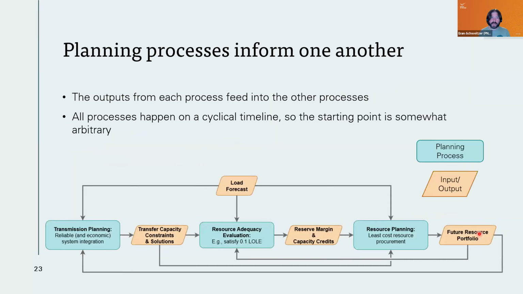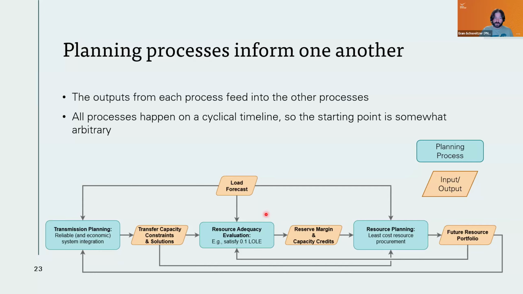So with that, we have, as Juliet mentioned, several different kind of processes, and the important thing is to note that these inform one another. So the outputs, which I have here in orange, from each process feed into the others. Now, these are all happening on a cyclical timeline. So the starting point, the way that I laid this out here, is somewhat arbitrary. I happen to place resource adequacy in the middle because that's kind of the focus of this webinar series, but you could reorganize this however you would like.